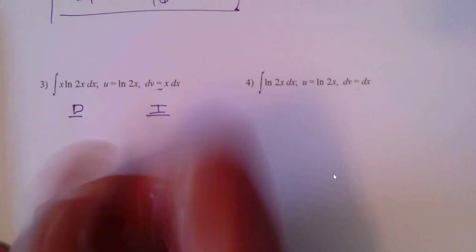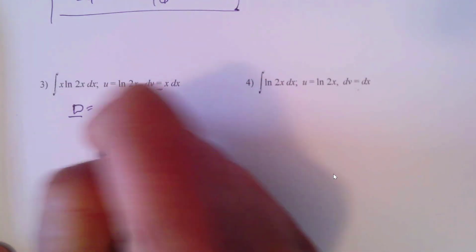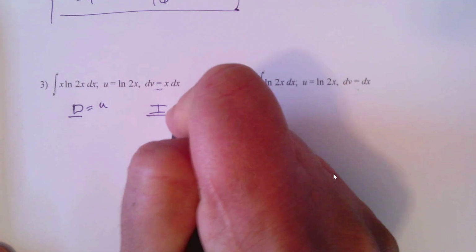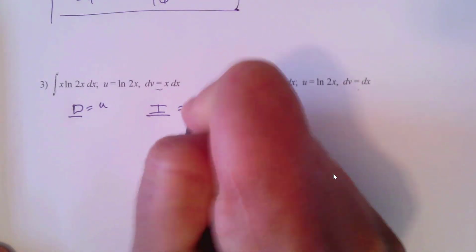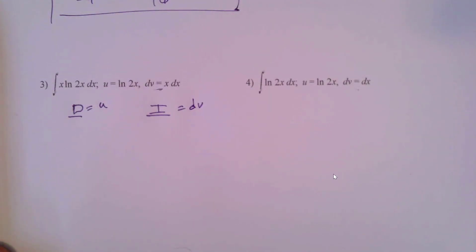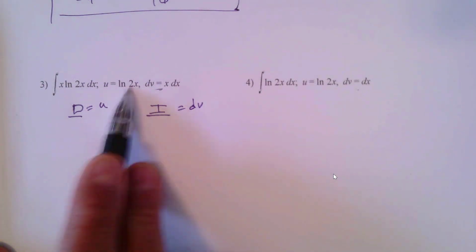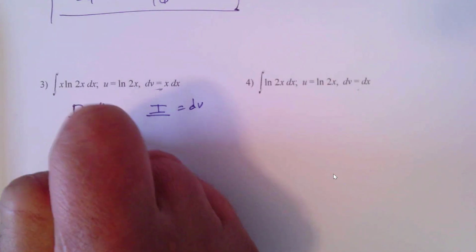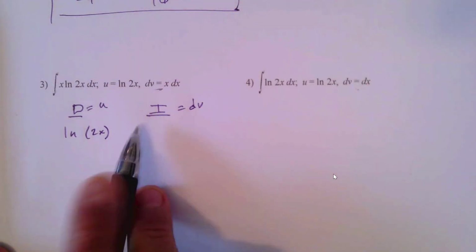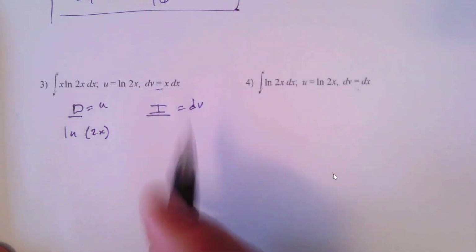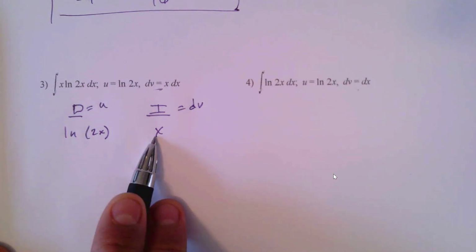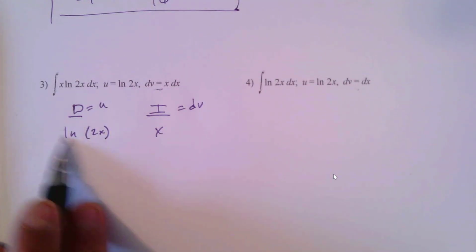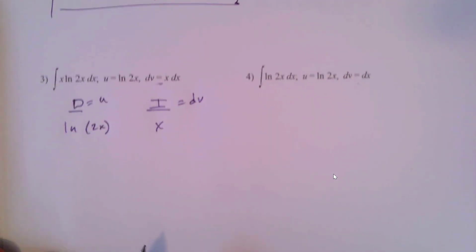So the D is going to be the thing that's going to be differentiated. So it's normally going to be the u in the traditional way. And in the I column, you're going to put your dv from the traditional method. So here, we're going to differentiate natural log of 2x, and we're going to integrate x. I'm just going to write x here instead of x dx, so that we just keep track of the thing to differentiate and the thing to integrate.